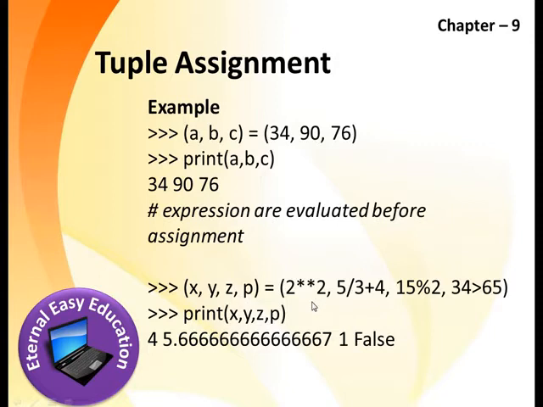Sometimes we can have even an expression. We can have a calculation part and the result is stored in each variable. Here 2 to the power 2, so it is 4. Then 5 by 3 plus 4, so as per precedence, division is done, after that addition is done. Then 15 modulus of 2, so the remainder is 1. 14 by 2, seven twos are 14, so the remainder is 1. Then it is asking whether 34 is greater than 65. No, so the result is false.